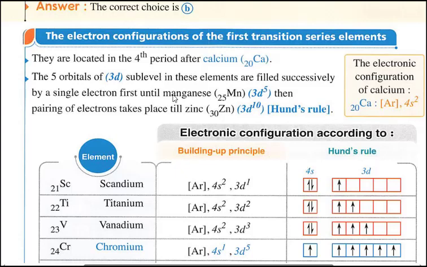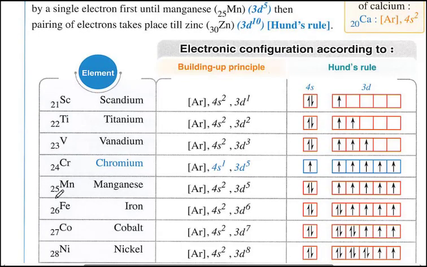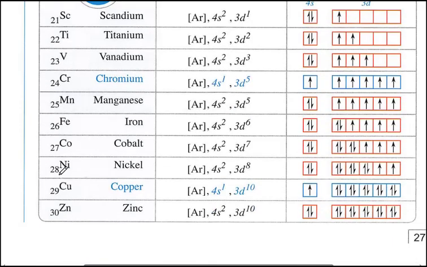Hello my dear students, today we'll speak about the electronic configuration of the first transition series elements. The first transition series elements start with scandium 21, titanium 22, vanadium 23, chromium 24, manganese 25, iron 26, cobalt 27, nickel 28, copper 29, and zinc 30.